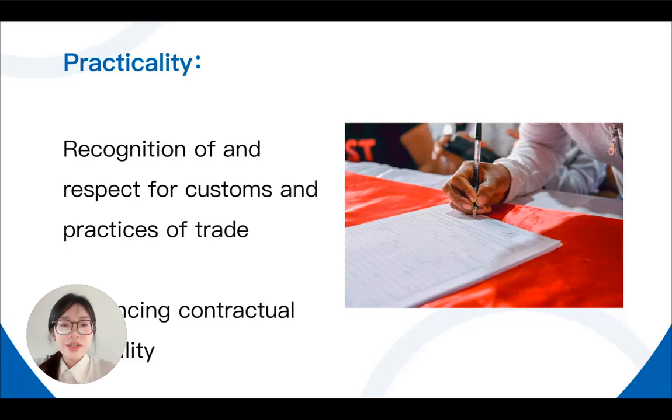This provision enhances contractual flexibility by allowing parties to incorporate industry-specific practices and usages, thereby adapting the CISG framework to their particular commercial context.